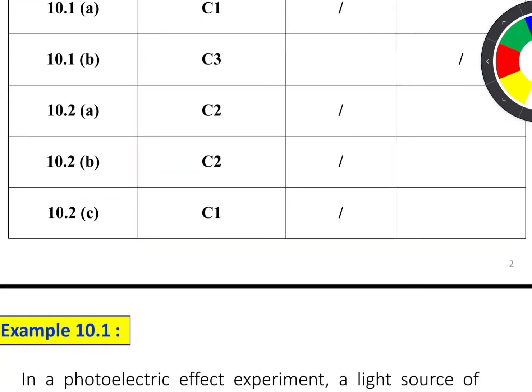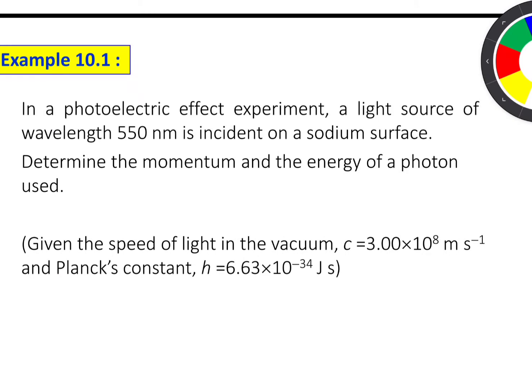Okay, look at example 10.1. In a photoelectric effect experiment, a light source of wavelength 550 nanometer is incident on a sodium surface. Determine the momentum and energy of the photon used. Given the speed of light in vacuum, c is equal to 3 power of 8 meter per second and Planck constant h is equal to 6.63 power of negative 34 joule second.